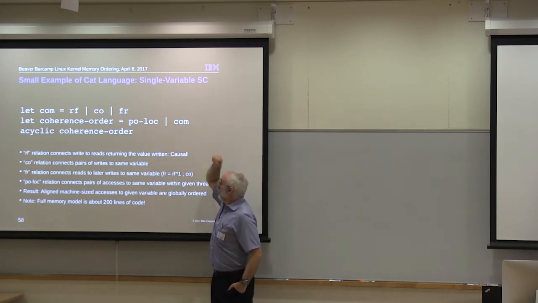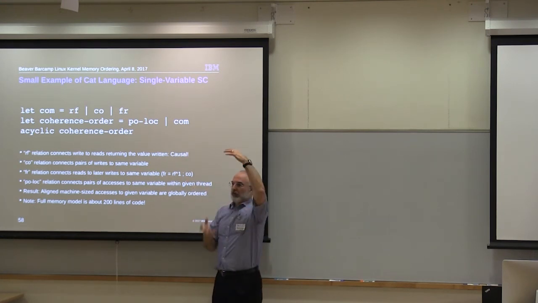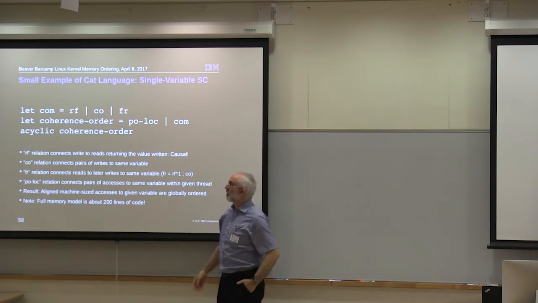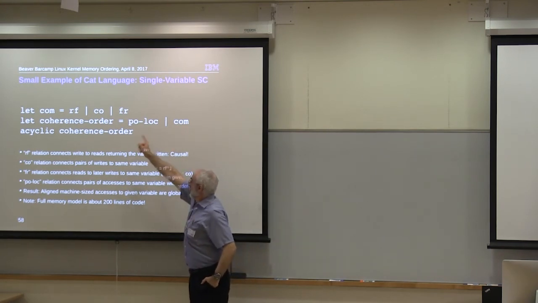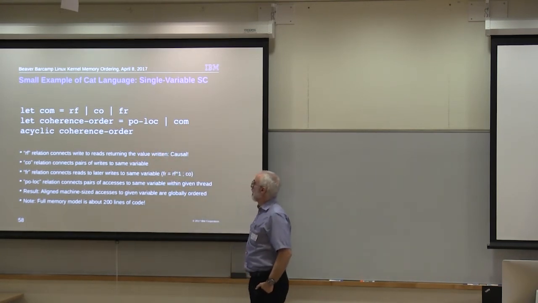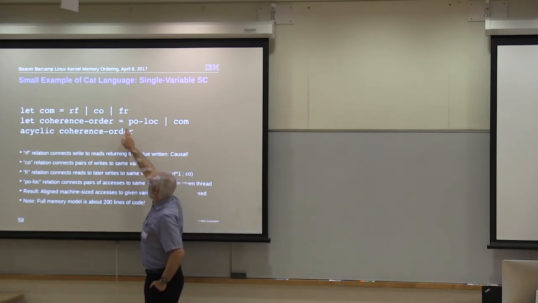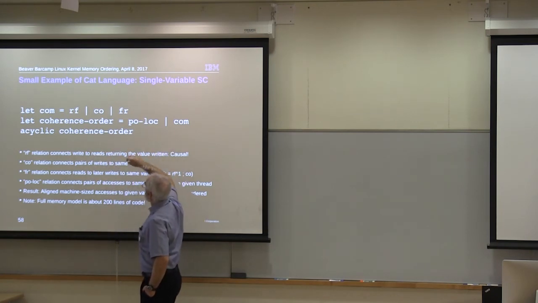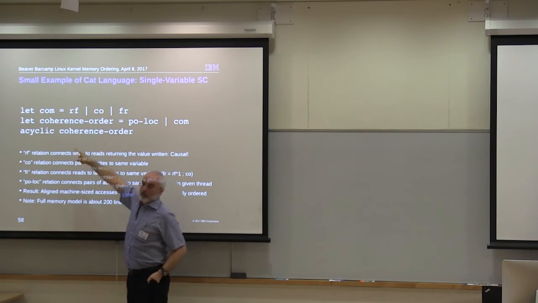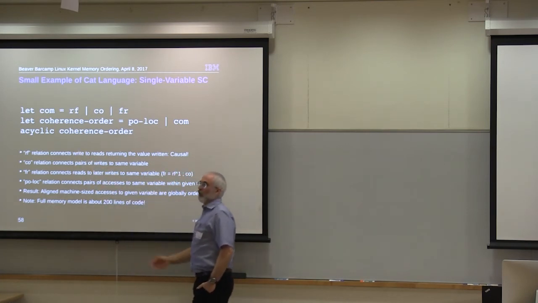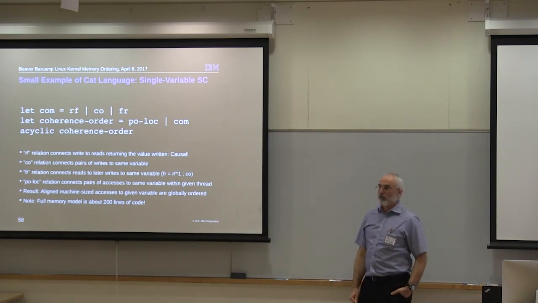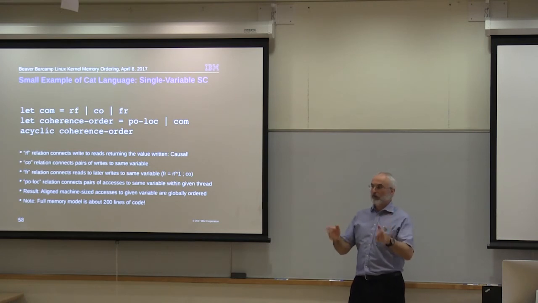CO lock is a little more straightforward. If in the same thread you have accesses to a given variable, the early accesses and the later accesses, each early access and each later access will be in a relation in this set. And then com is the union of those three things up there. Union is just a vertical bar. What we've done is define com to be the union of these three. We define coherence order to be the union of those two. And then we assert that coherence order must be acyclic. What that's doing is giving us single variable SC. In other words, everybody agrees on the order of writes, aligned, same size writes, to a given variable.